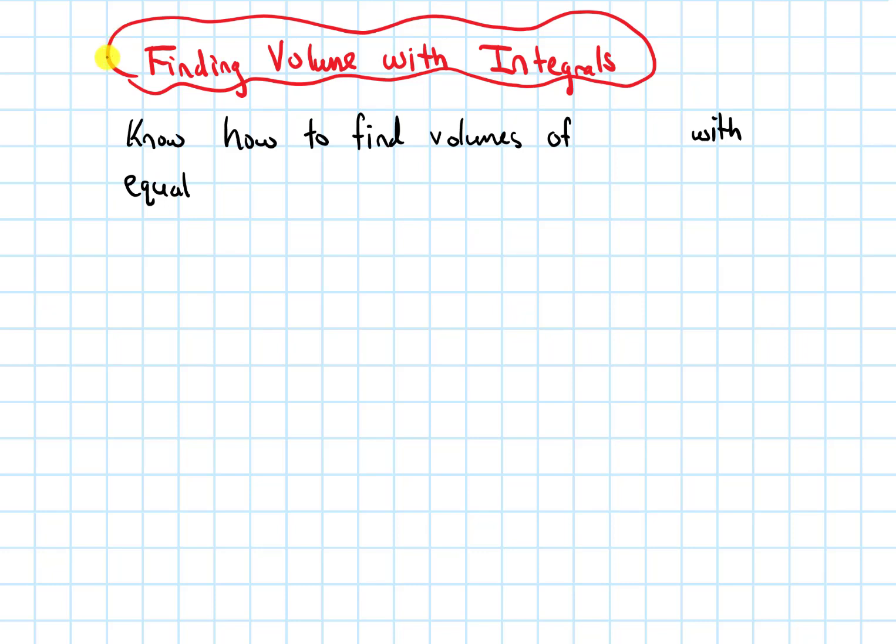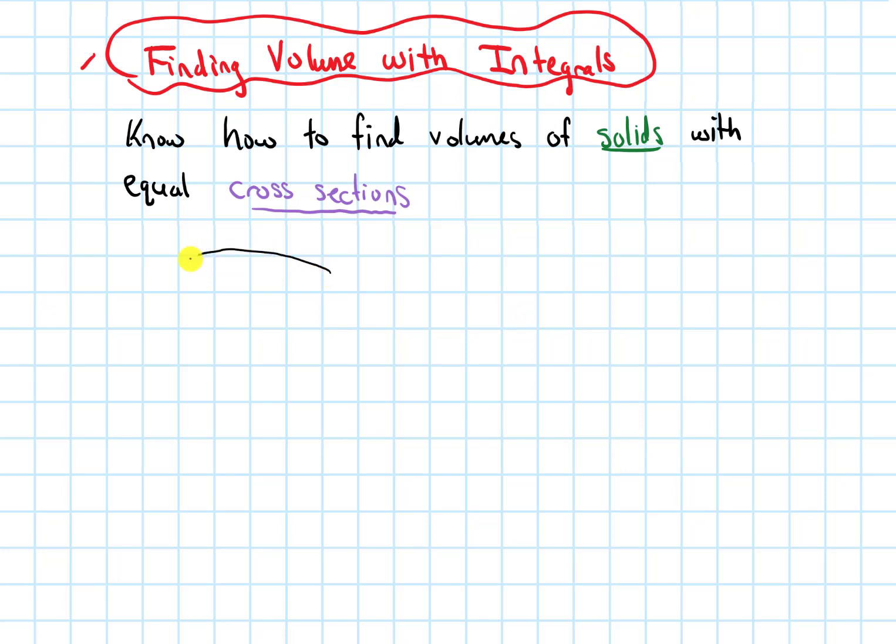In this video, we'll talk about how to find the volume of three-dimensional shapes using calculus and integrals. So we know how to find the volumes of solids. Solids are three-dimensional shapes with equal cross sections, where the cross sections stay the same throughout the shape. So let's draw some examples.